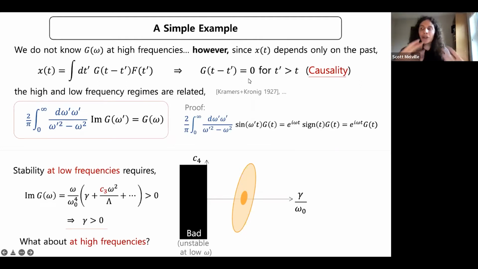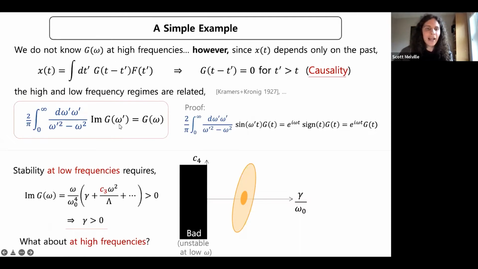So if you Fourier transform this equation, right, and go from the time domain to the frequency domain, what will you get? Well, you'll get the following equation in a box. It's called the Kramers-Kronig relation. And really what it's telling you is that there is some integral that you can do over the imaginary part. And the effect of this integral is to remove the imaginary part.